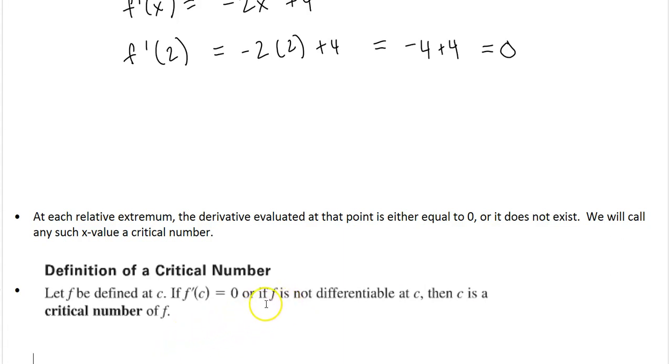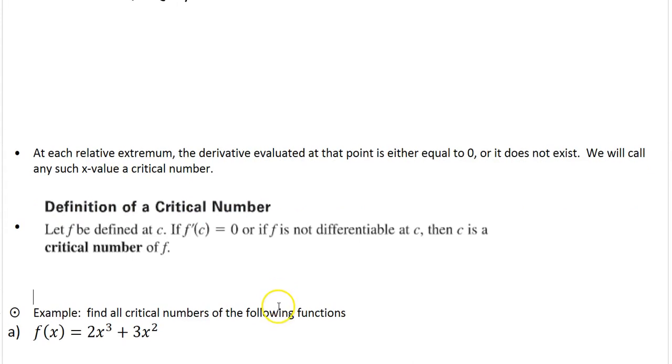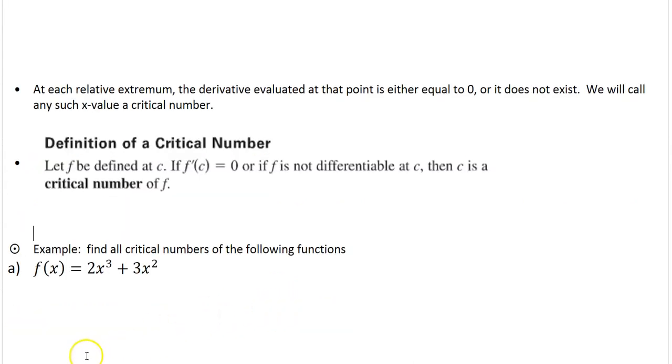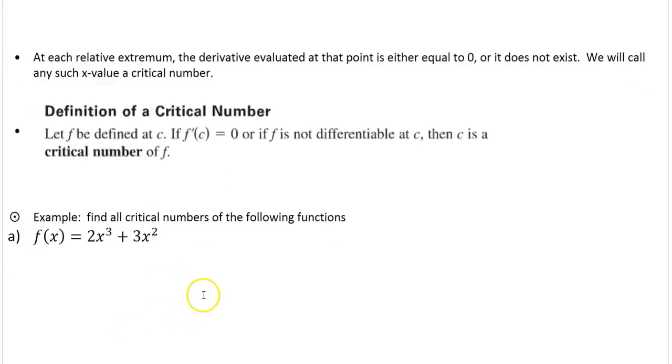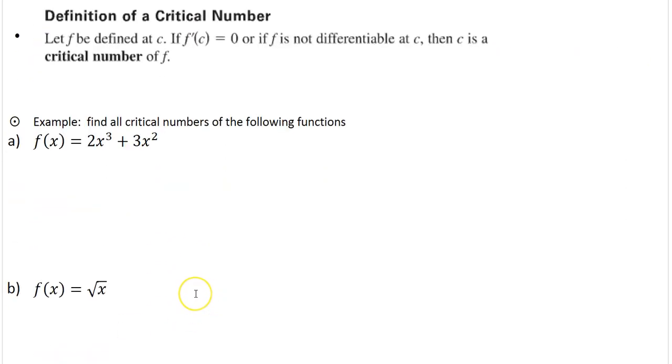So critical values or critical numbers are values of x where something is going to be happening at that point, and it's going to be an extremum, either a relative minimum or maximum. So let's find all the critical numbers of a couple of functions.